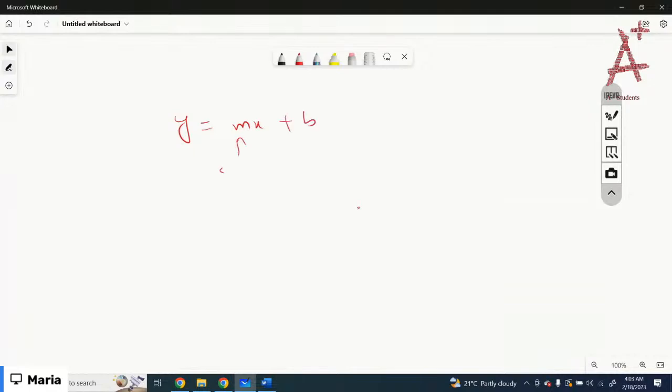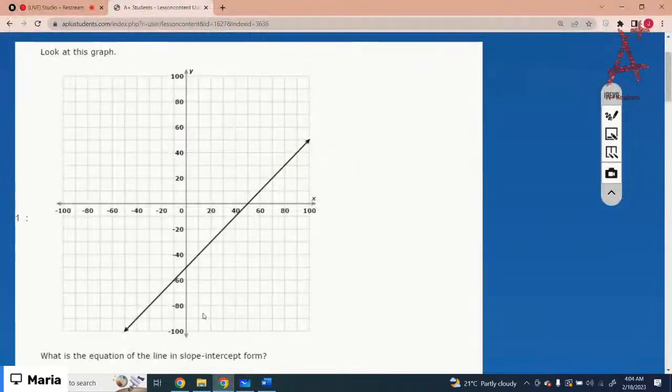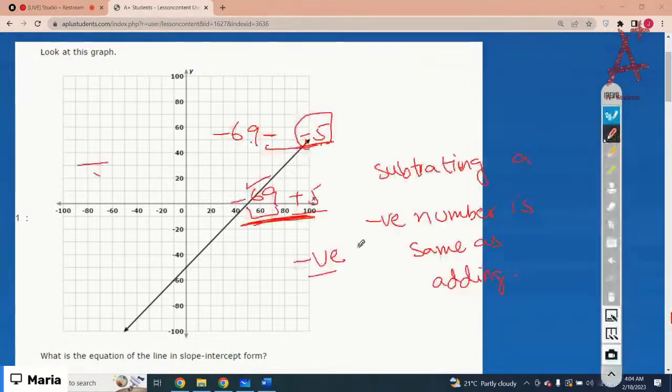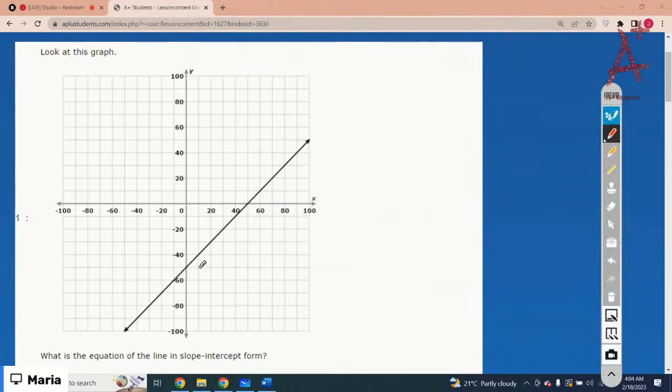To write down an equation in this form, you need a slope and the y-intercept. You need to find these two values from the graph. The y-intercept is the point where the graph is touching the y-axis. It is touching at negative 50. So b equals negative 50, or the y-intercept is negative 50.